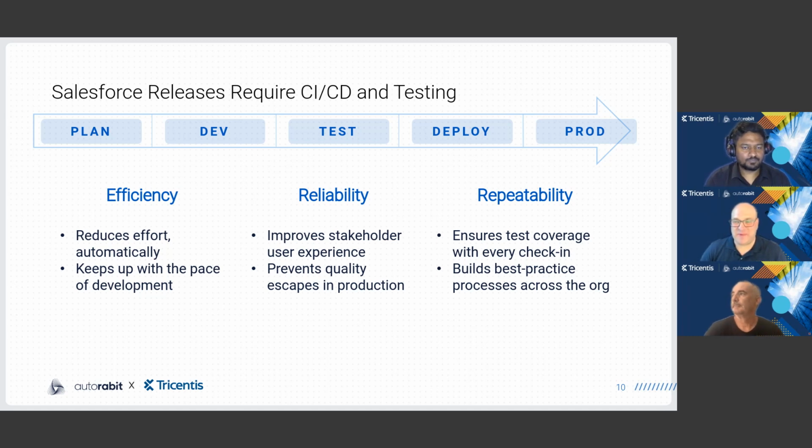It has to be able to keep up with the speed at which people are trying to release their code. You need something that's reliable, that's going to make it easy for the stakeholders to get in there and use it as well. It shouldn't be a burden to have your release process, your CI/CD, and your testing together. You need a process that's not going to allow quality escapes in production. And finally, you want something that's automatic and repeatable. Every single development check-in needs to have tests being run, and needs to ensure coverage, ensure that no bugs slip into production. And it works to build these best practices across your organization for everybody who's using Salesforce.